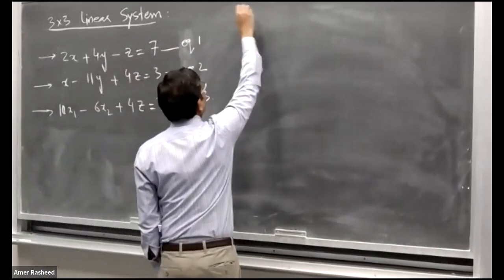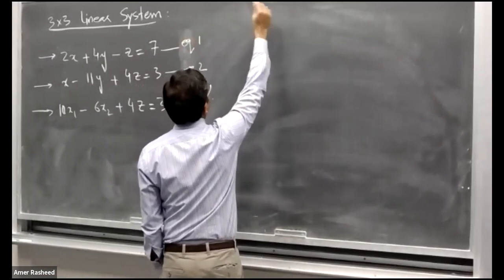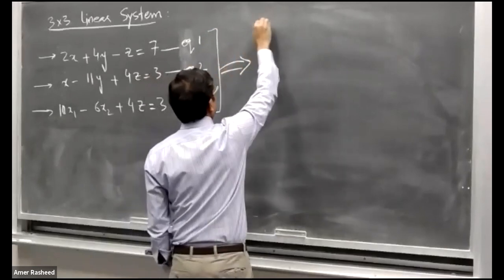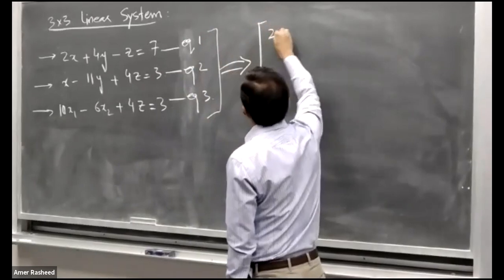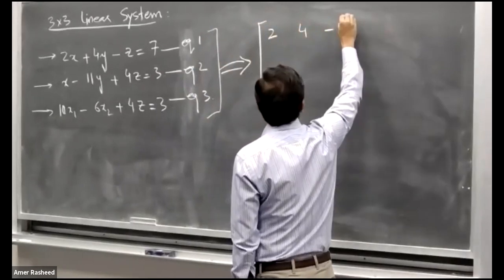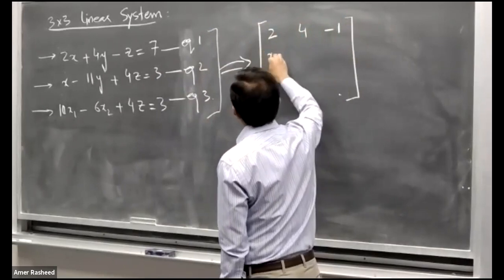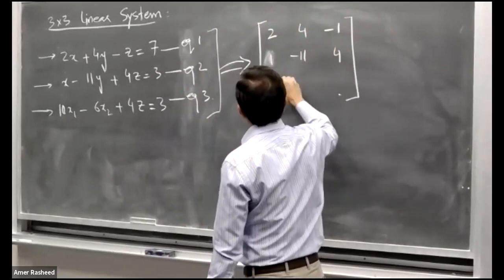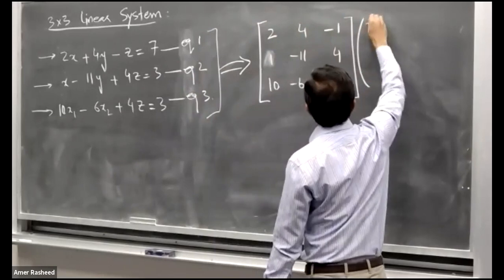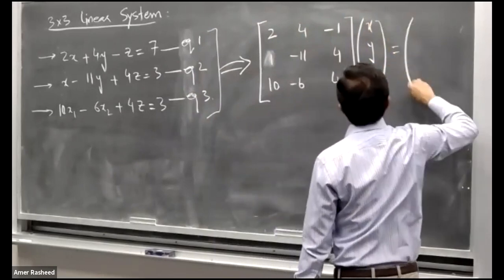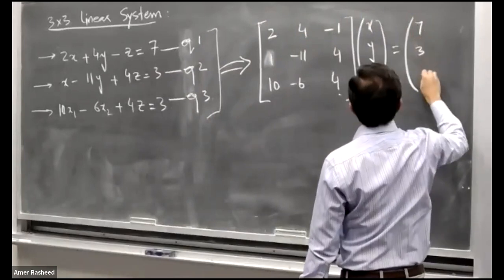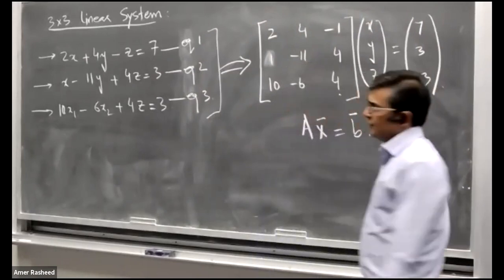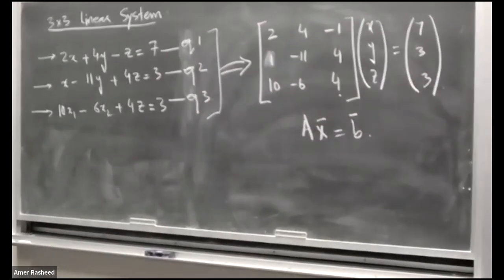The next is equivalent systems, or rather you can say how to write this system into matrix form. I told you this would be 2, 4, minus 1, then 1, minus 11, 4, and 10, minus 6, 4, times x, y, z is equal to 7, 3, 3. So if we call this matrix A, this is a vector, and this is the right-hand side. This is how I told you we can write it in matrix form.